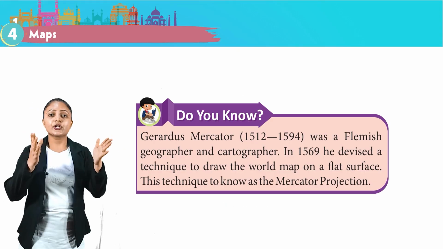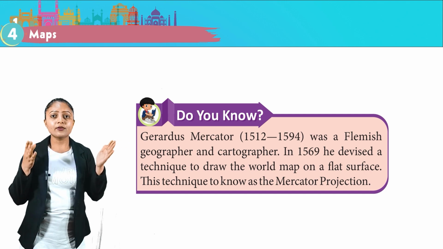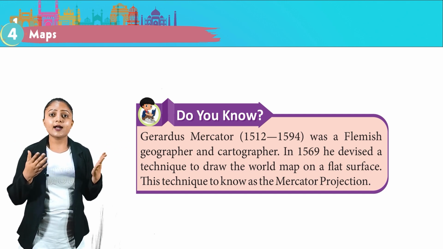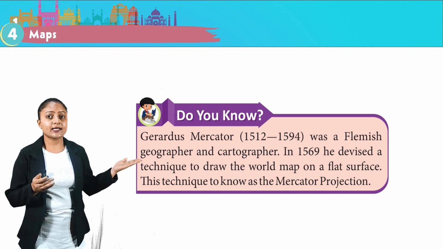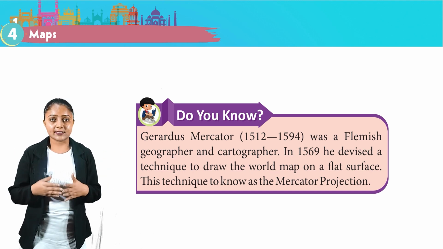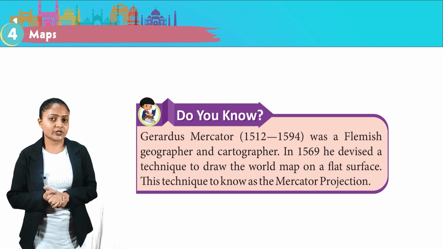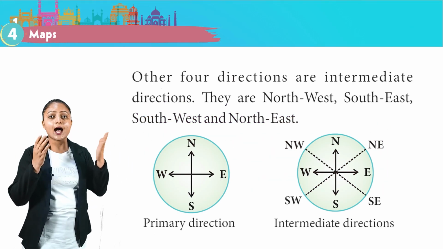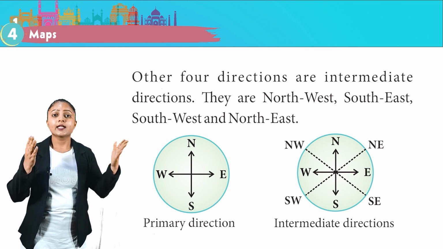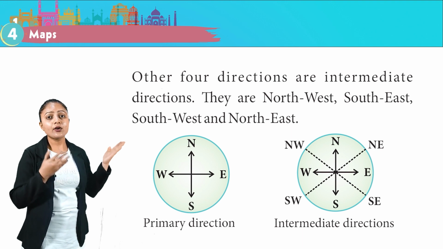Do you know? Gerardus Mercator, 1512 to 1594, was a Flemish geographer and cartographer. In 1569, he devised a technique to draw the world map on a flat surface. This technique is known as the Mercator projection. Other four directions are intermediate directions. They are northwest, southeast, southwest and northeast.